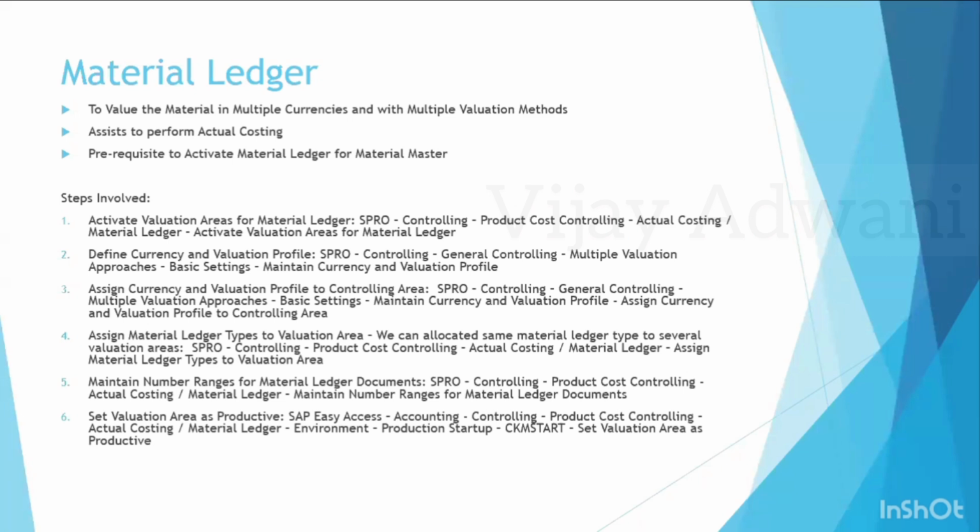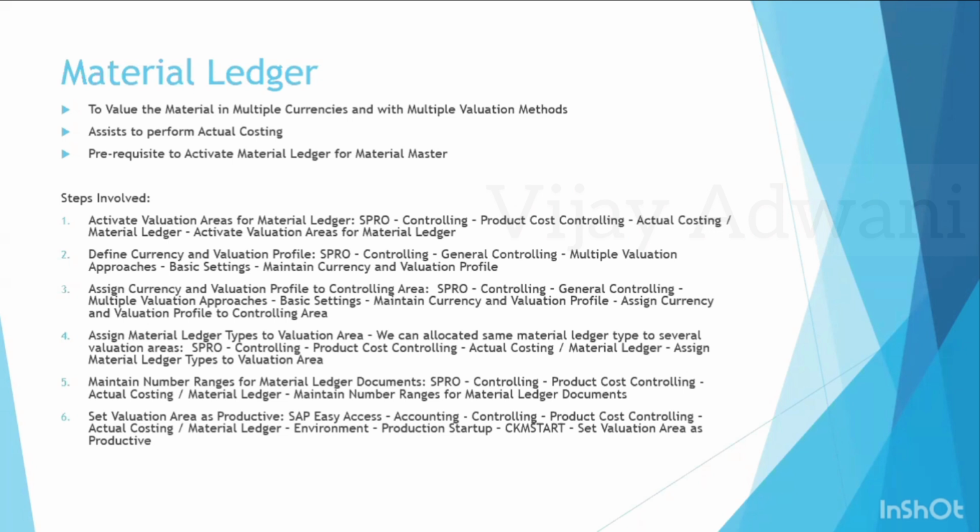Okay, so whatever currencies you have configured in the FI area, let's say you have configured 10 as the document currency, then 30 as the group currency. In a similar manner, from the FI area, that will be captured and you will be able to value the material in multiple currencies at controlling level also. Okay, and there are multiple valuation methods to value the material ledger.